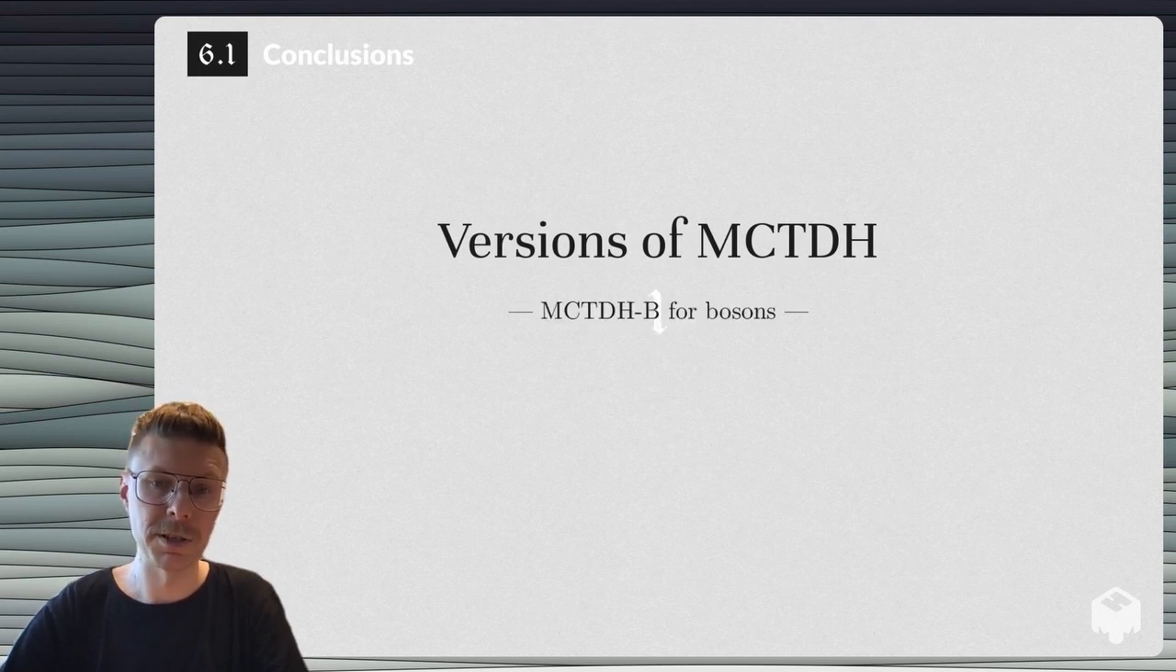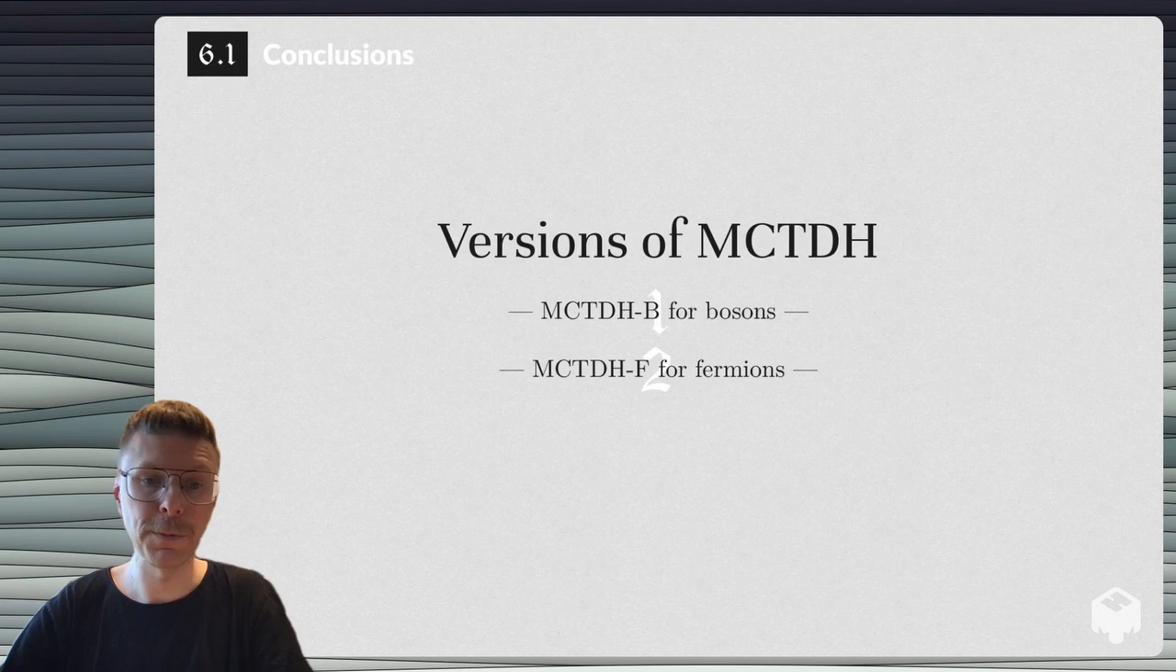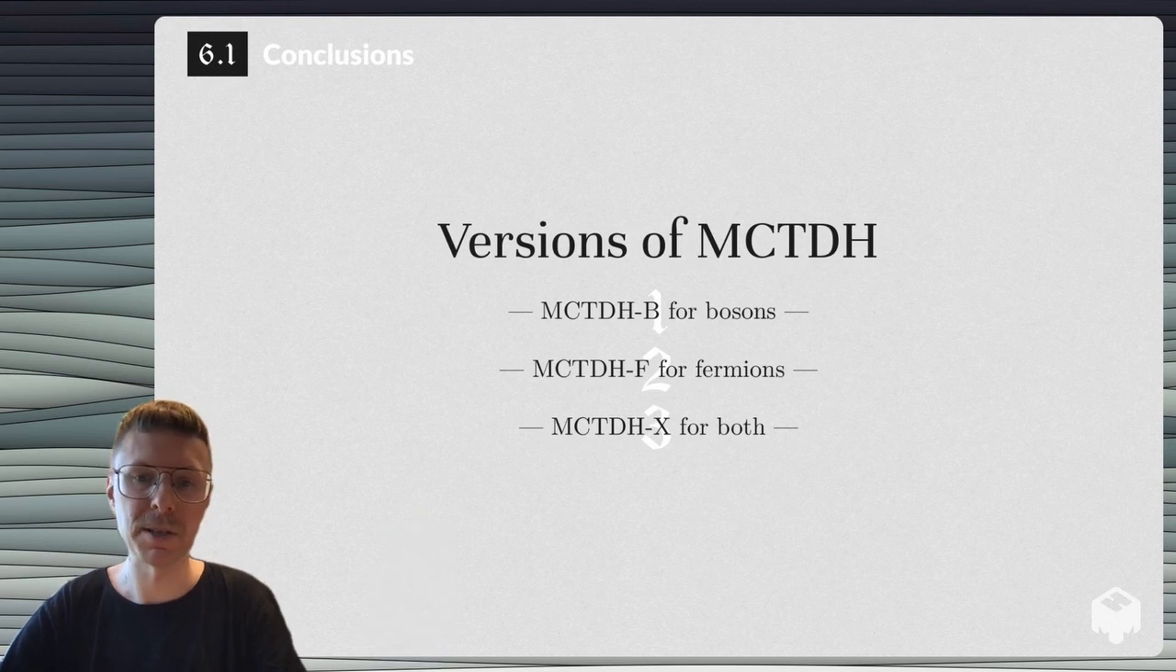And then there are versions: there is an MCTDH-B for treating bosons. There is an MCTDH-F for treating fermions. And there's an X when you want to have both in your system. There is perhaps some interaction between a Bose-Einstein condensate or some photons or something like that. I'm not sure, but both of these particles are then included in the X method.